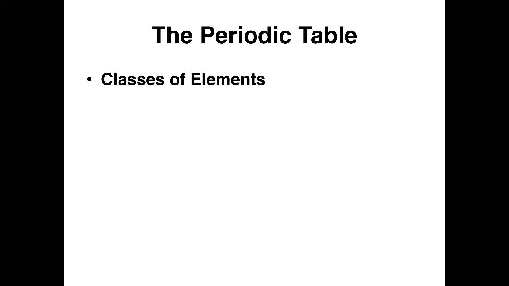It would probably be a good idea at this point, if you don't already have the periodic table in front of you, to look up a periodic table in your book and have that in front of you while we talk about these various classes of elements. So if you don't have one in front of you, stop the video at this point and get your book or look up a periodic table on Google so that you have one that you can look at while we're talking.